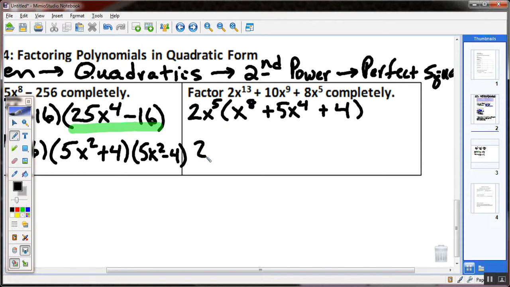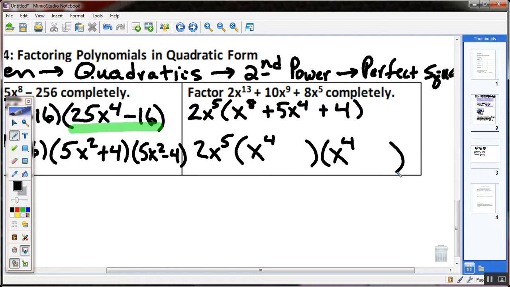So here's how this works. This becomes the 2x to the 5th out front. We all agree how that got out there. Watch what I do here. I'm going to call this x to the 4th and x to the 4th like this in parentheses, because if you took the x to the 4th times x to the 4th, what would that make up here, kids?